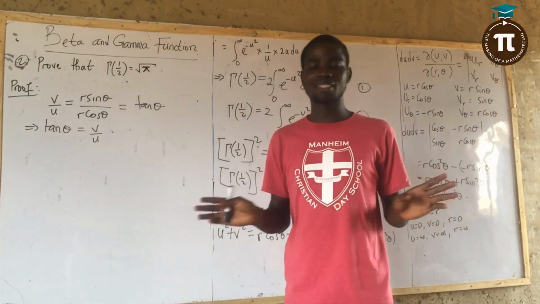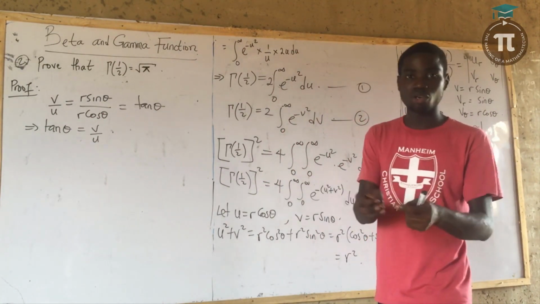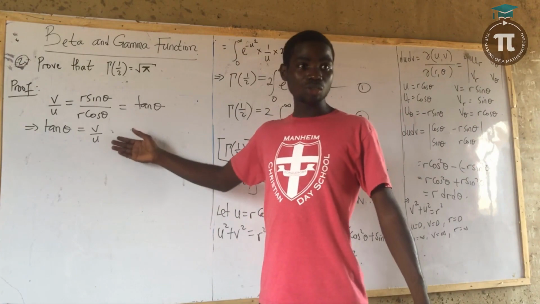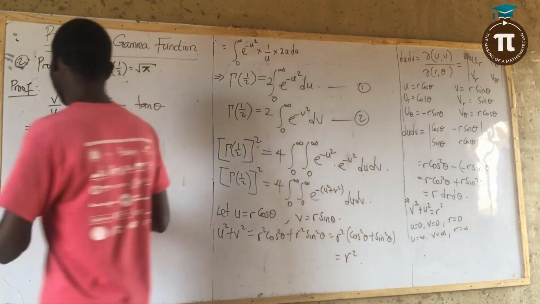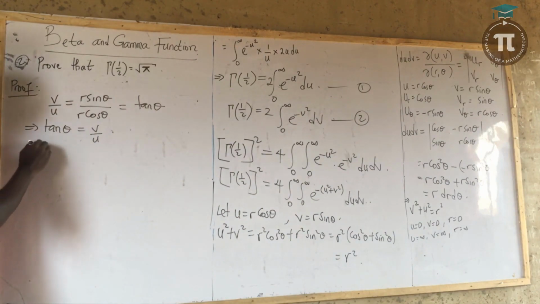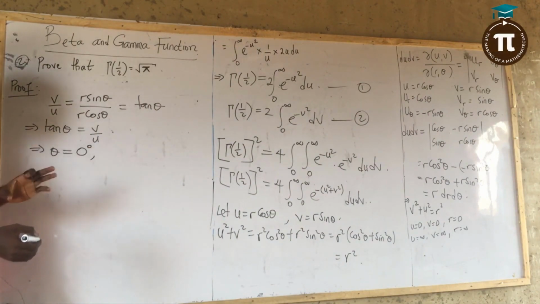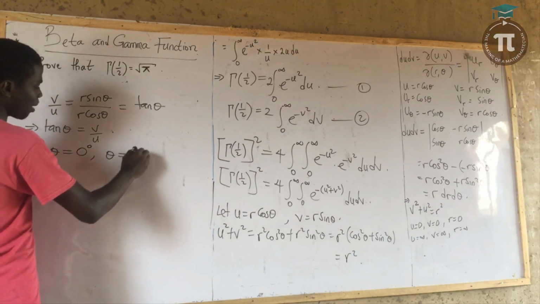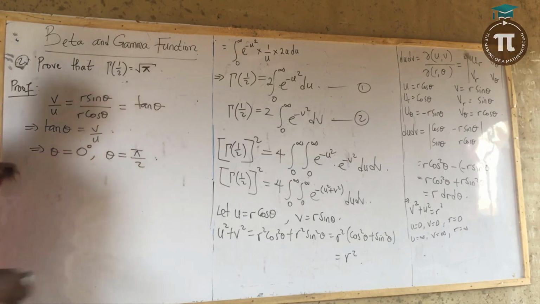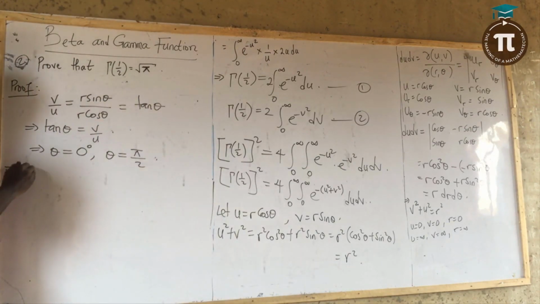So the only two values you can obtain from this is 0 or infinity. No matter the value of u and v you have chosen, the value you obtain will either be 0 or infinity. When it's 0, theta will be 0 as well. And when it is infinity, theta will be pi over 2. So that is the two values.